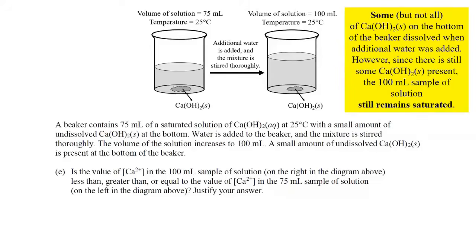So some, but not all, of the solid calcium hydroxide that was on the bottom of the beaker probably did dissolve when additional water was added, but it didn't all dissolve completely. So there is still some solid calcium hydroxide present. Therefore, the beaker on the right, even though it has a larger volume of solution, still remains saturated. So the answer to part E is very similar to the answer to part D.